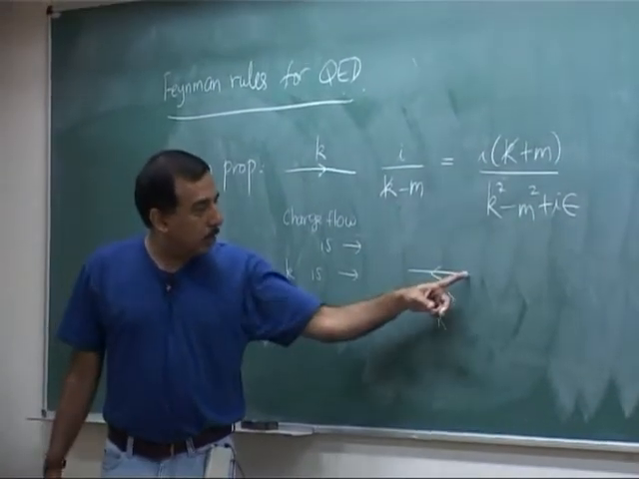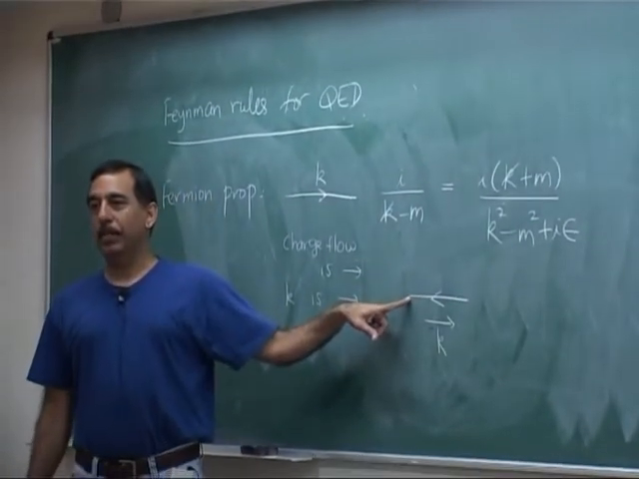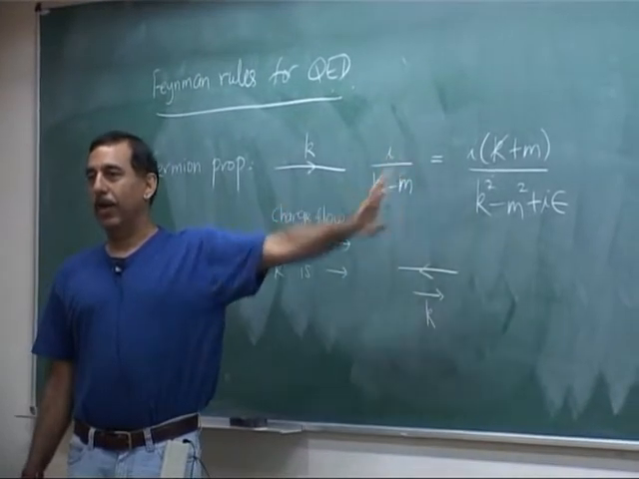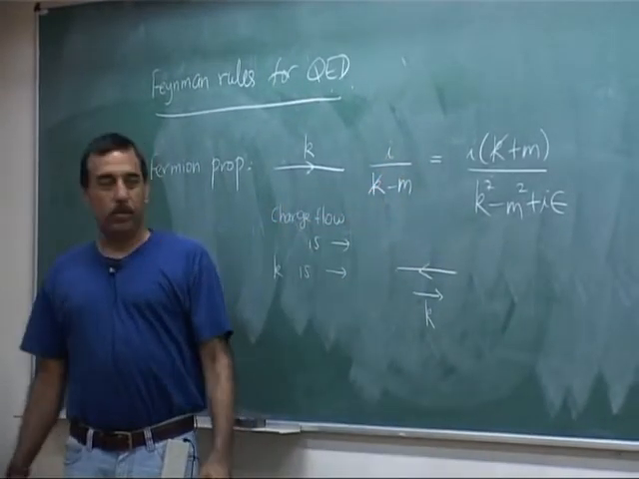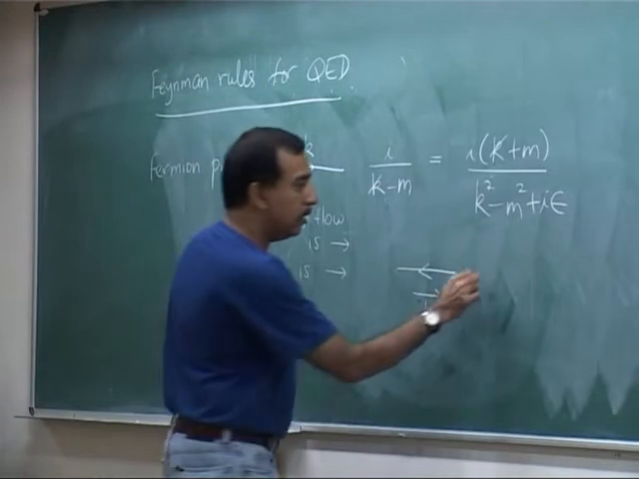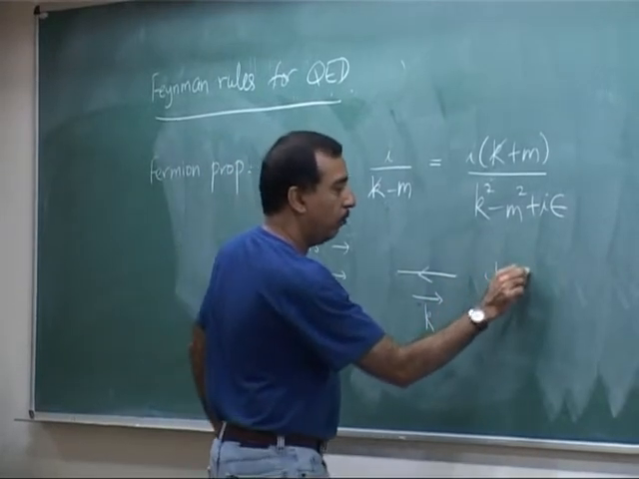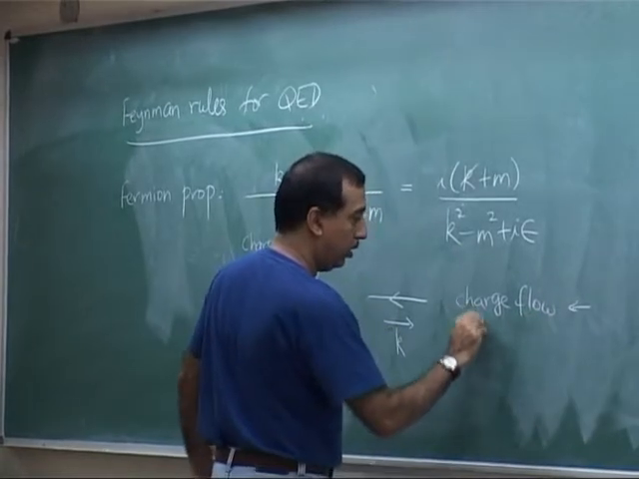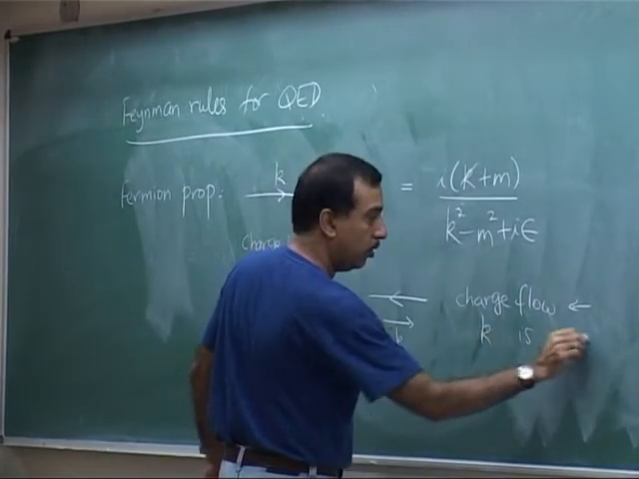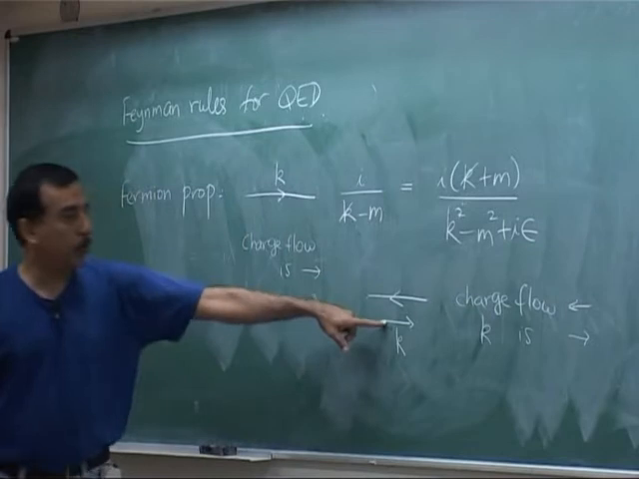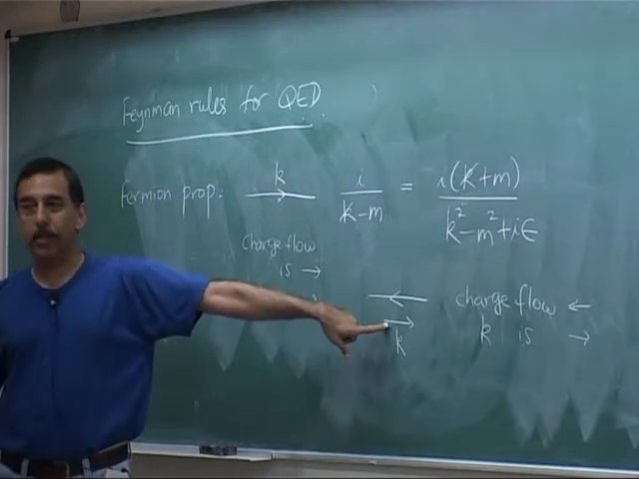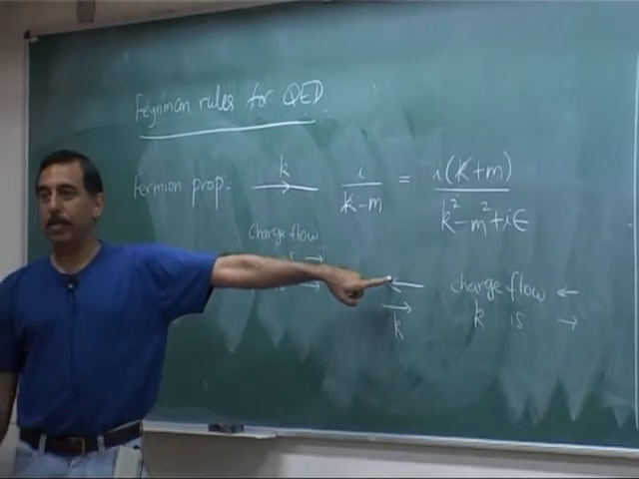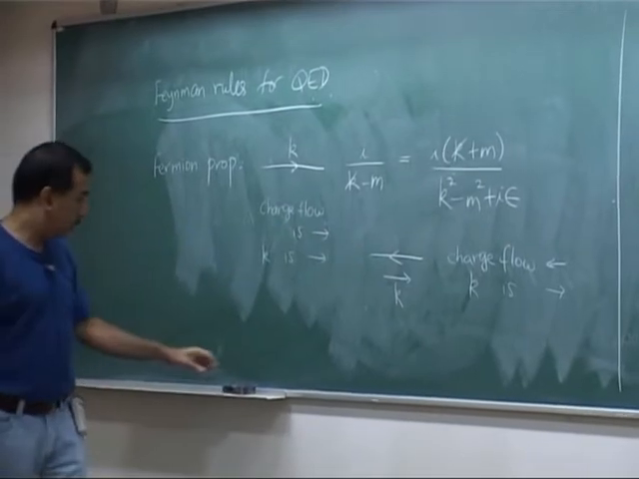On the other hand, charge flow has a very definite physical meaning, even in a virtual Feynman diagram. So, in this diagram, charge flow is to the left and k is to the right. We put two arrows only if we need them. If we don't put this second arrow, then this arrow indicates everything. It's a convention.